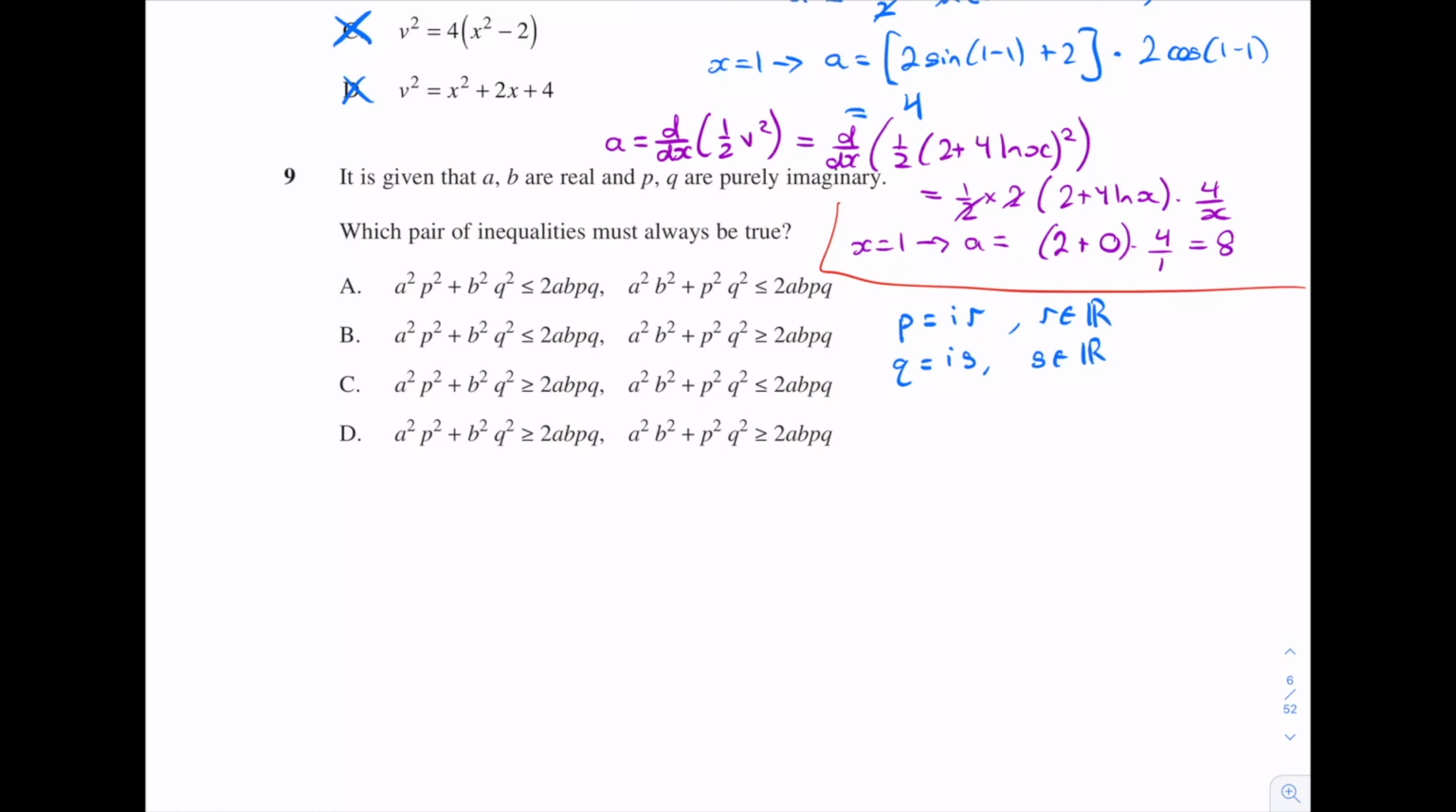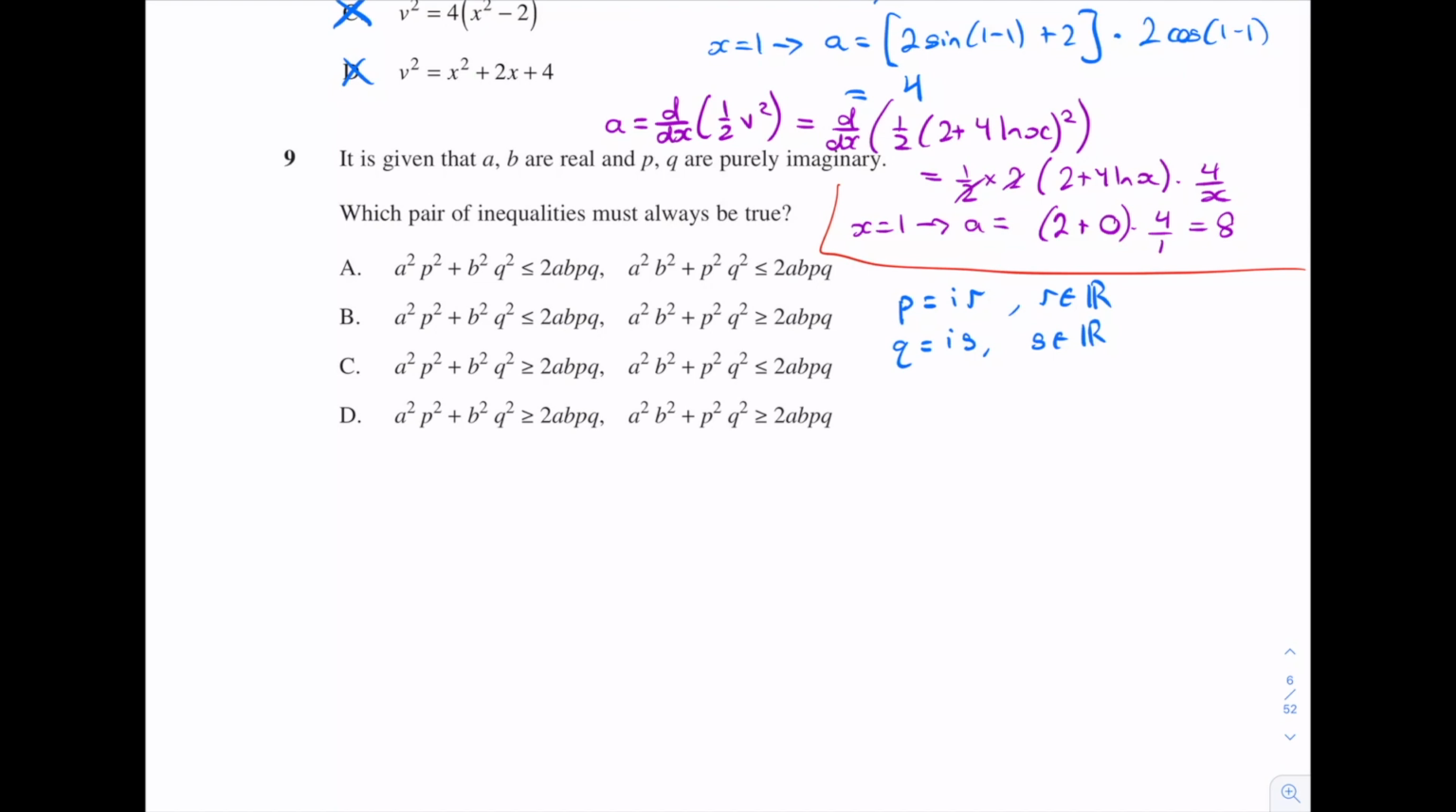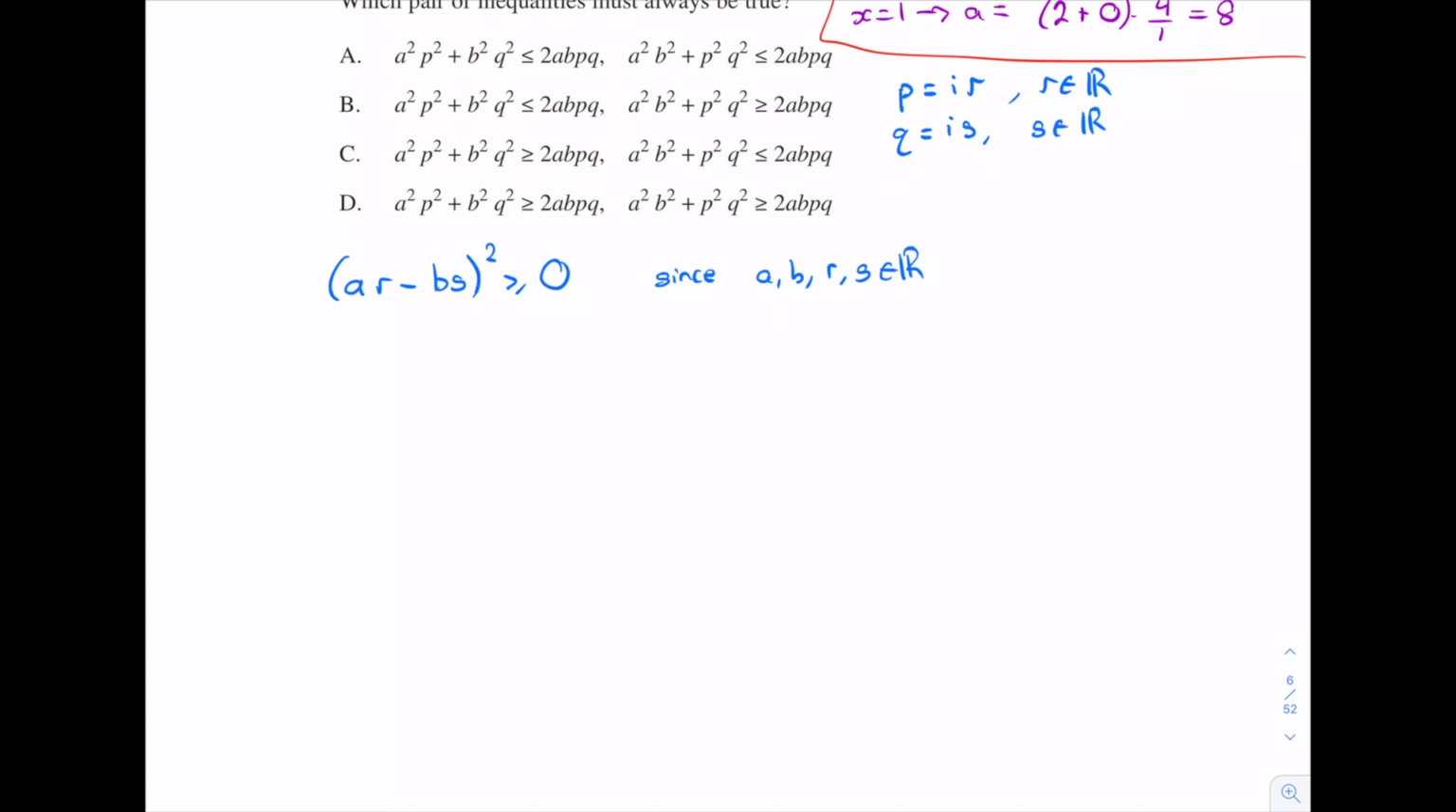So I'm going to look at A times R minus B times S. Yeah, I think this is going to work. Now, the reason I can say that this is greater than or equal to 0 when I square it is because A, R, B, and S are all real numbers. So let's go ahead and square this. So we get A squared R squared, minus 2ABRS, plus B squared S squared, is greater than or equal to 0.